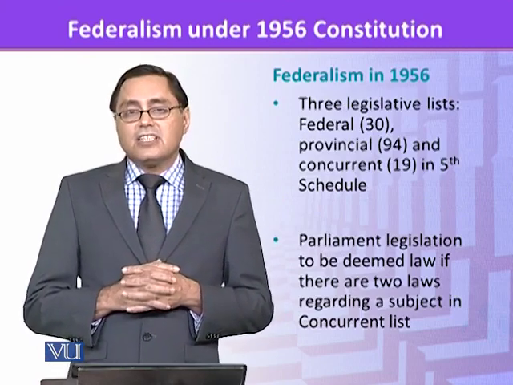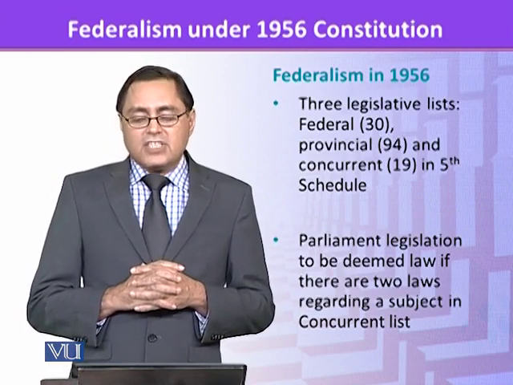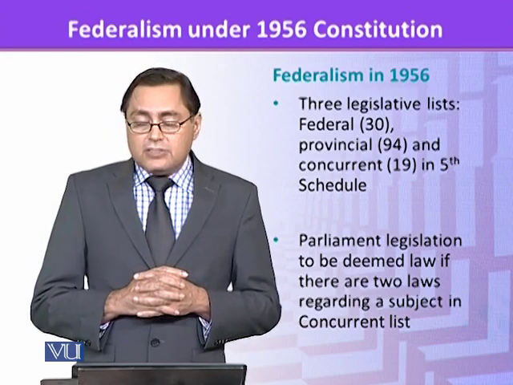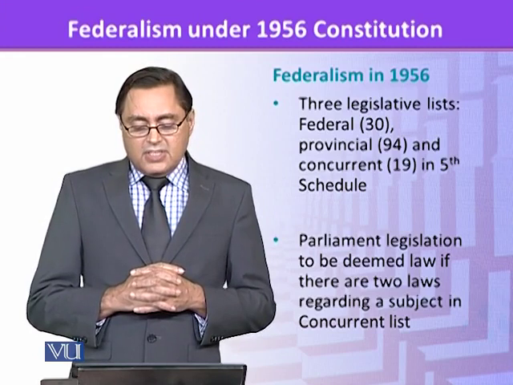There are 3 legislative lists. We have discussed it before. The federal legislative list had 30 subjects. The provincial legislative list had 94 subjects and the concurrent list had 19 subjects.